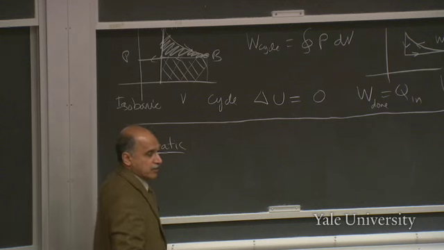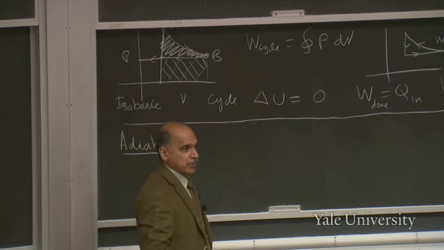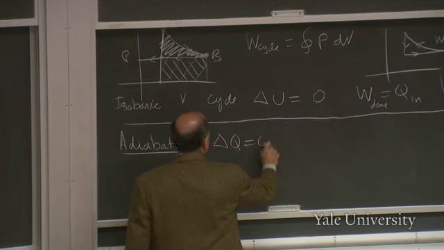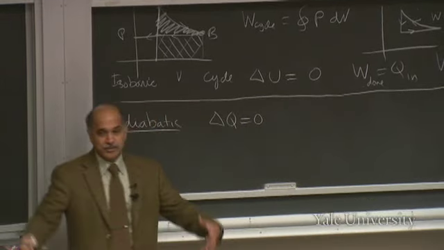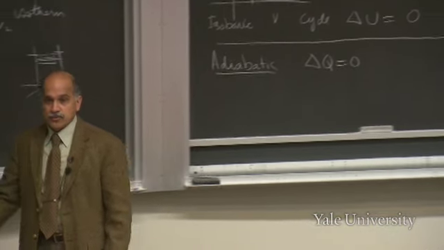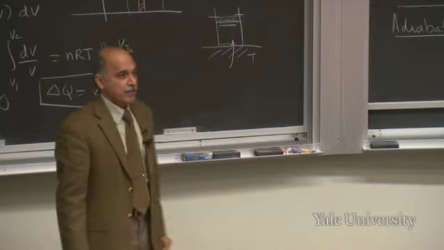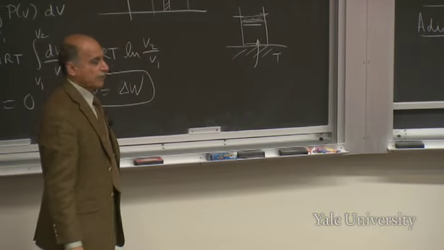An adiabatic process is one in which the gas changes its volume, but it's completely thermally isolated. So delta Q is 0. You wrap this guy in a blanket and you do things to it. No heat can flow into the gas or out of the gas. That's called an adiabatic process.